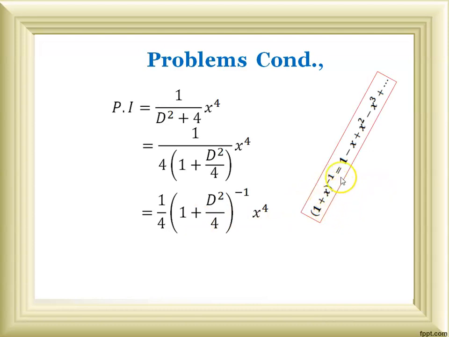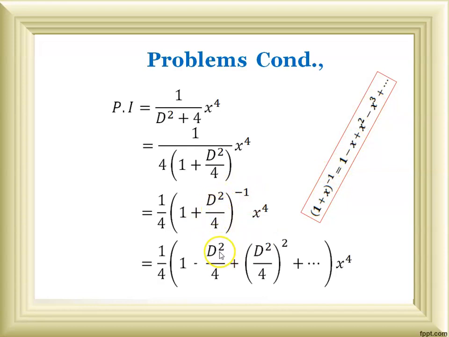This particular one, the formula is 1 minus x plus x square minus x cube plus etc. So in place of x, I am having d square by 4. After using the formula 1 minus x plus x squared, the remaining things are omitted here because d power 4 of x power 4 is constant, and d power 5 of x power 4 becomes 0. So therefore, I'm just trimming the formula up to this second step itself.